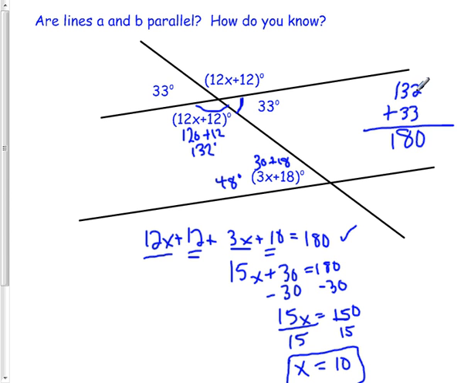And the answer is no. 2 plus 3 is 5, so then we get 165. So it does not equal 180. So our lines A and B parallel, this is A and B, sorry, I forgot to label that. So our lines A and B parallel?